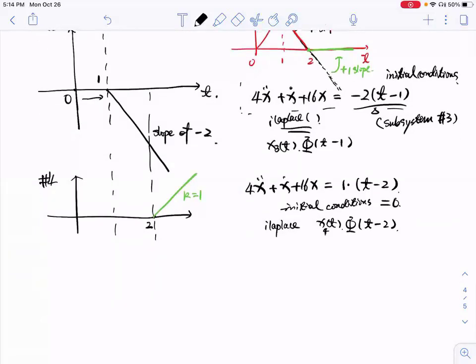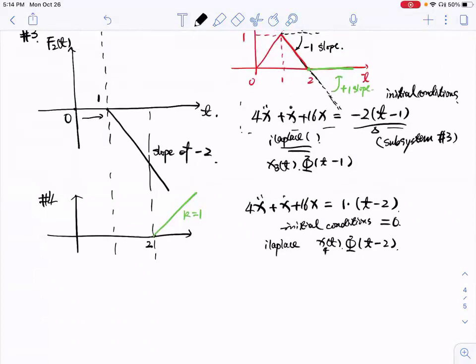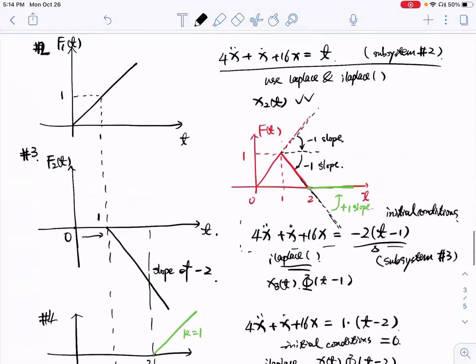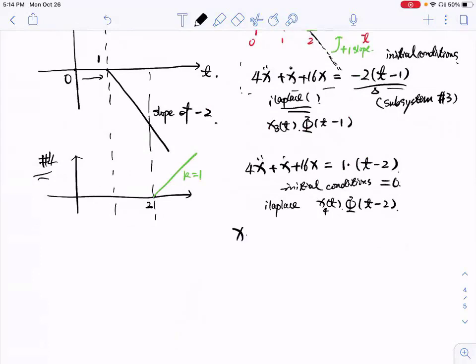If you really understand the meaning of time delay, you can actually see that your subsystem number 2 and subsystem number 4 are identical, just with 2 seconds of time delay. So that means your x4(t) can be written as x2(t) with 2 seconds of time delay. You don't even have to run the inverse Laplace again for this subsystem 4. But it happens when time is greater than 2 seconds.